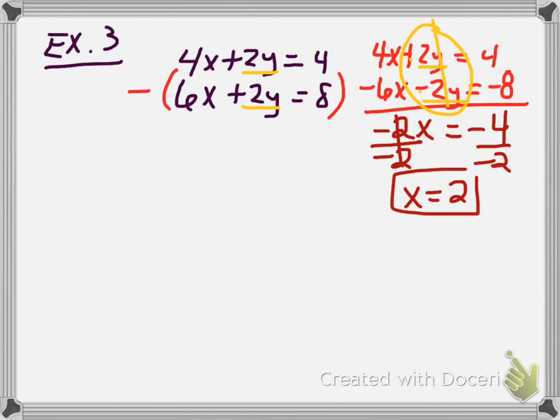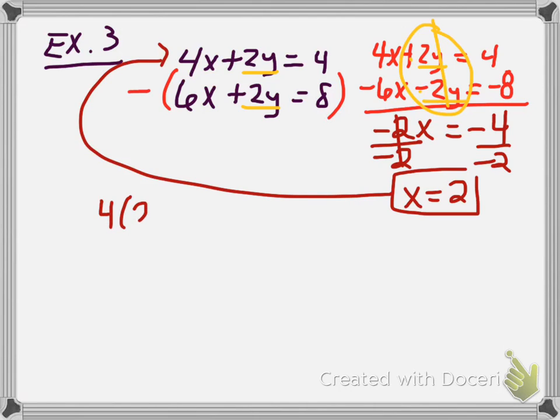Now this 2, I have to go and plug it in either to the top or bottom one. Like I said, I always just stick with the top one. So I have 4 times x, x in this case is 2, what we just got, plus the 2y is equal to 4. Now I'm supposed to do the mathematics. 4 times 2 is 8, plus the 2y is equal to 4.